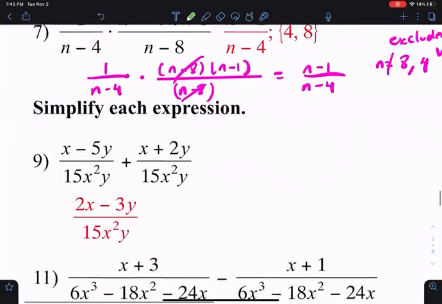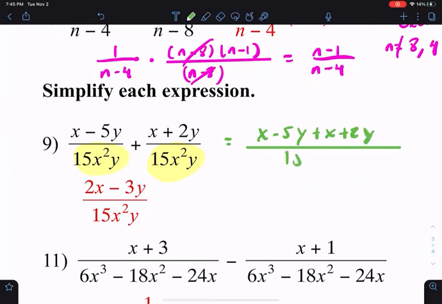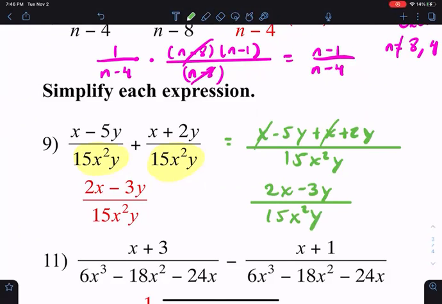Okay, so 9, I want you to simplify. So we have addition, right? But we're lucky because we have the same denominator. So that means that this is going to be x minus 5y plus x plus 2y, and over the same denominator, right? So this is 15x squared y. So we combine like terms. So this is going to be 2x minus 3y. And then we have here 15x squared y. I mean, there's nothing I can factor in the numerator, so I'm going to leave it like that.